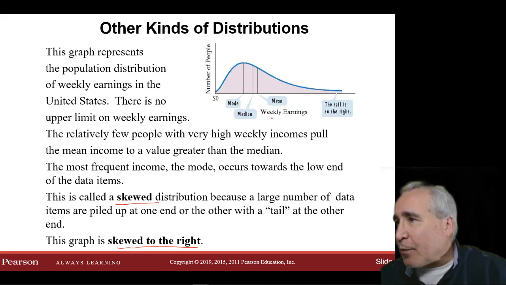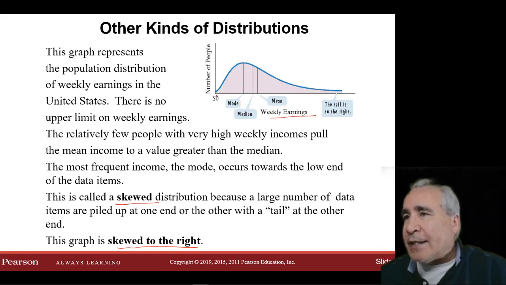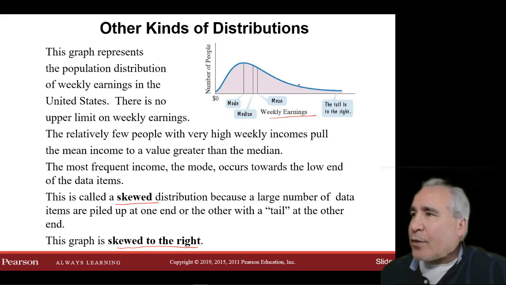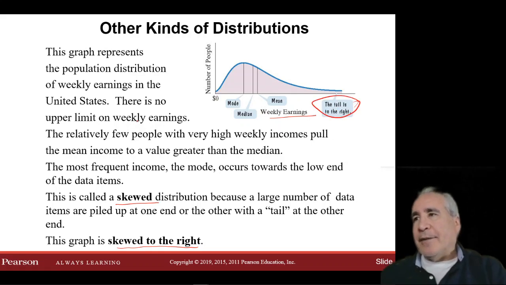So this is weekly earnings. Remember, once you get to 0, usually you can't have negative earnings. Now, you might be spending more money than you're getting, but you usually can't earn negative money. So there's kind of an end point here, but some people get paid an incredible amount. And so there could be these people, $1 million a week or something, that are way out here. So that's skewed to the right. So the tail is to the right. When we talk about skew, we look at the tail.